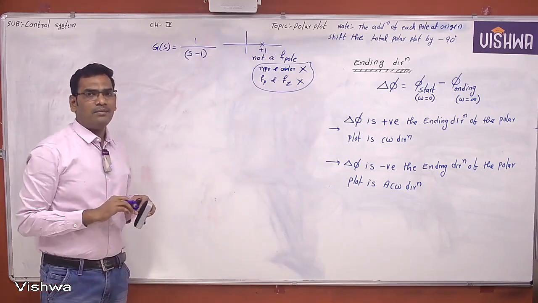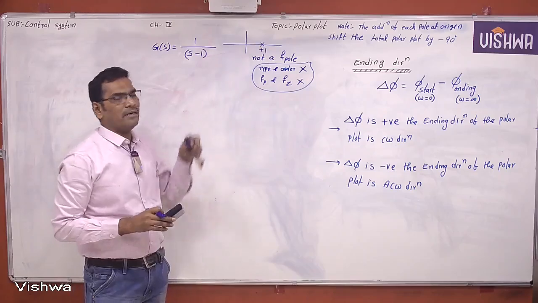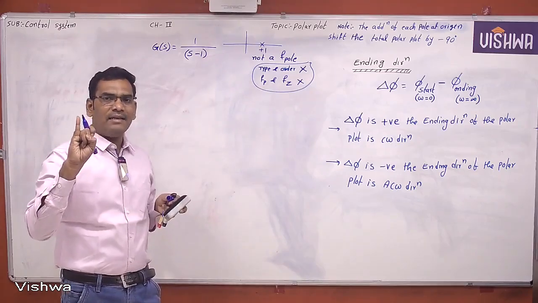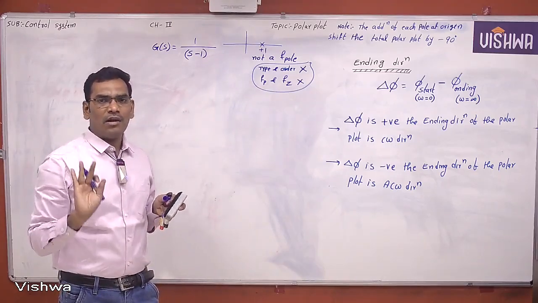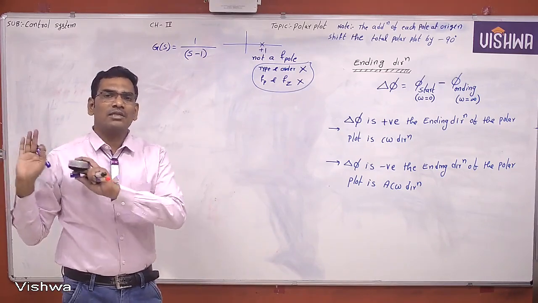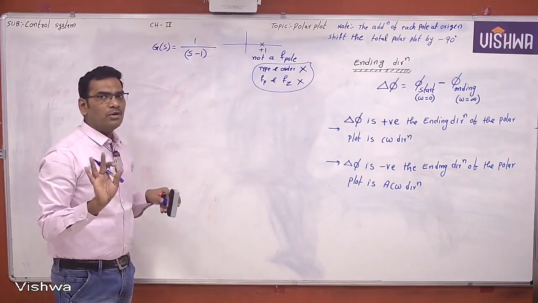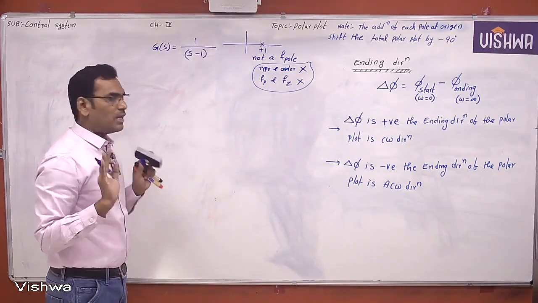Don't apply the finite pole and finite zero concept, which will give wrong results because this is not a finite pole. The type and order method, the finite pole and finite zero concept, all shortcut methods are valid only when the poles and zeros lie on the left-hand side of the s-plane. But this is the right-hand side of the s-plane. Don't use the shortcut method. Go for the long method.